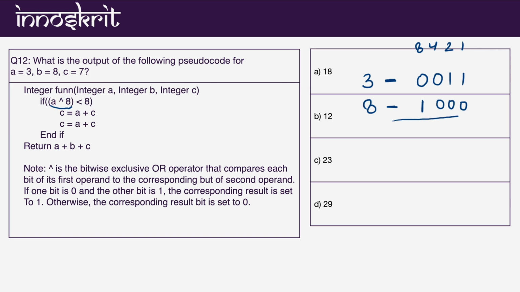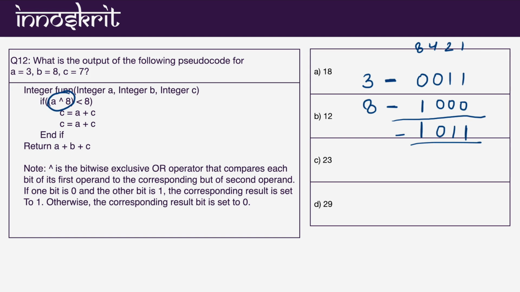Now, what will be the bitwise OR of these things? So 1, 0 will be 1, 0, 0 will be 0, 1, 0 will be 1 and 1, 0 will be 1. You can read this one. It is saying that you have to compare the corresponding bits of the first and second operand. If one bit is 0 and the other one is 1, the corresponding result is set to 1, otherwise it will be 0. I hope this makes sense. Fine. So the evaluation of this thing will be 1, 0, 1, 1.